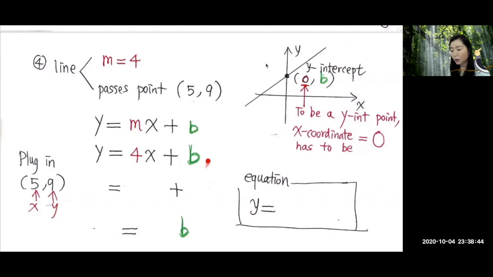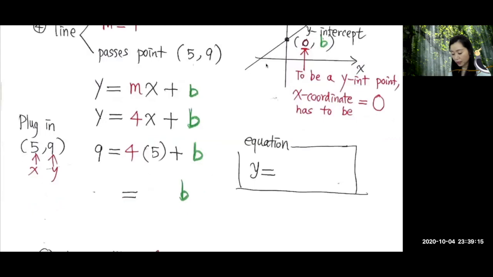We just need to figure out what this y-intercept, b, is. We can use the point that's given to figure out b. This point is on the line, so it will satisfy this equation. So we can substitute x to be 5 and y to be 9 into this equation. We'll have 9 equal to 4 times 5 plus b. Then you can solve for b, so b will be equal to -11. Now we can substitute this -11 back for b to write the equation: y equal to 4x minus 11.